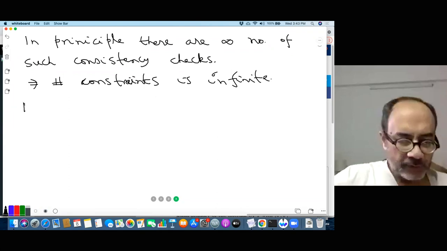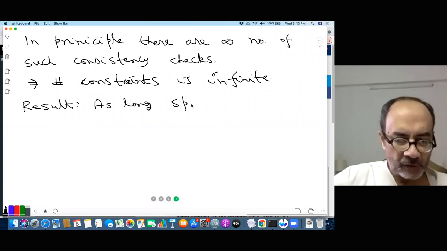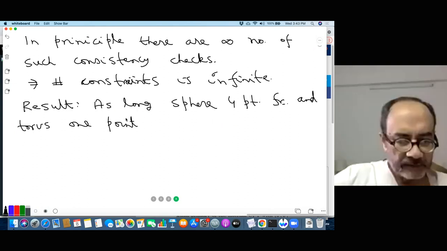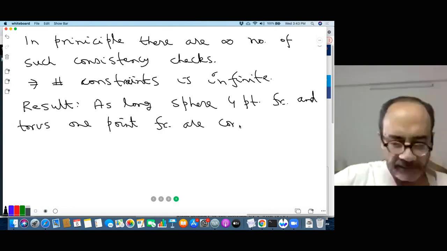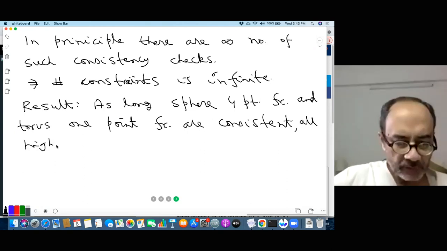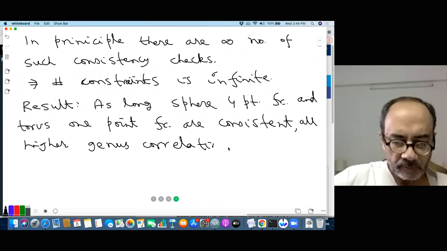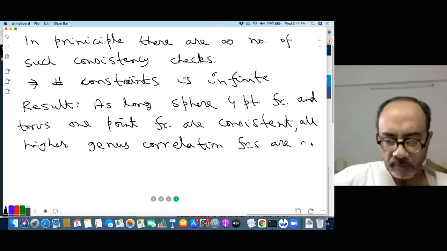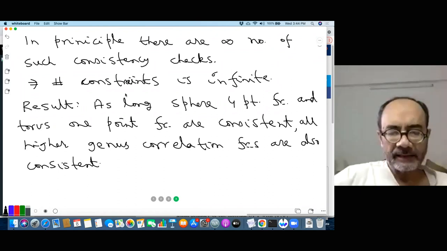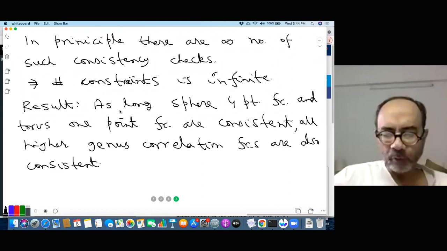Fortunately, there is a very useful result, which says that as long as the sphere four-point function and the torus one-point function are consistent, all higher genus correlation functions are also consistent. So you don't really need to check an infinite number of constraints. All you have to do is to check that the theory has crossing symmetry and modular invariance.